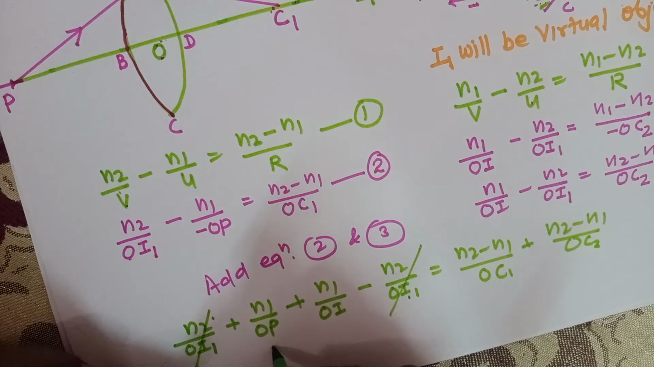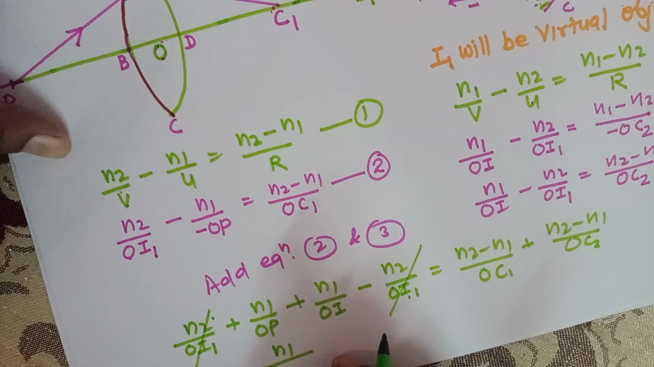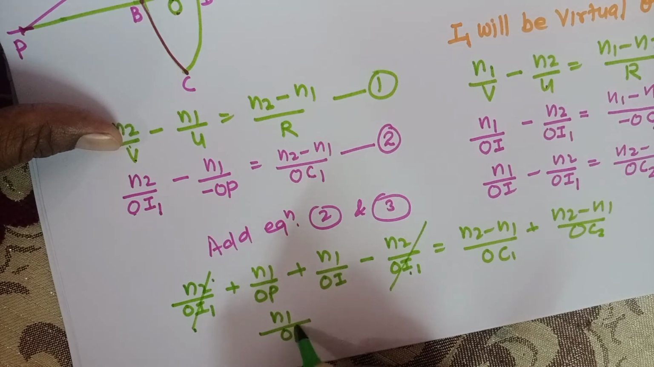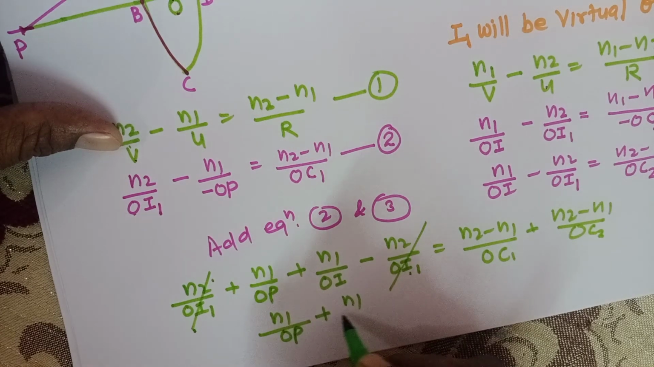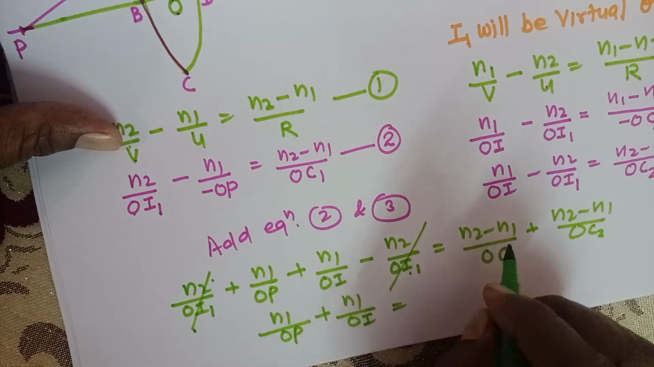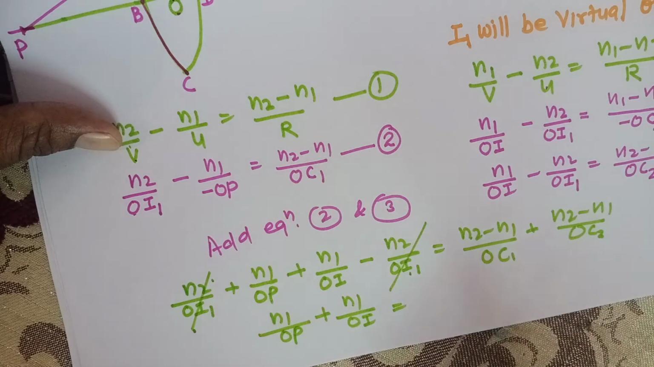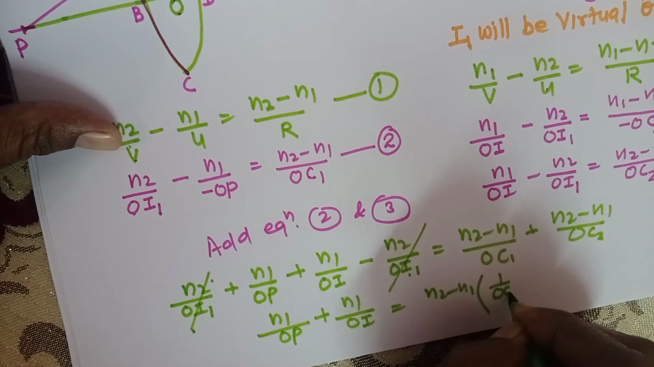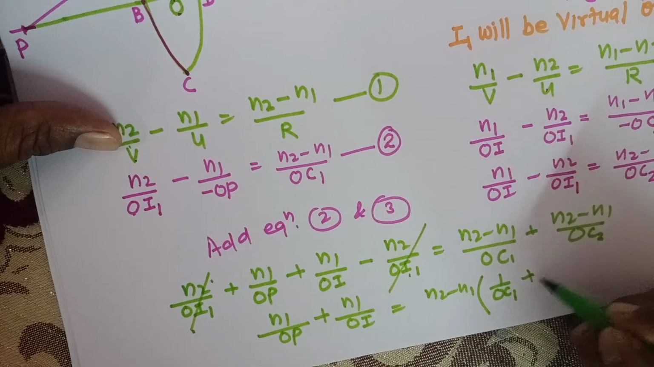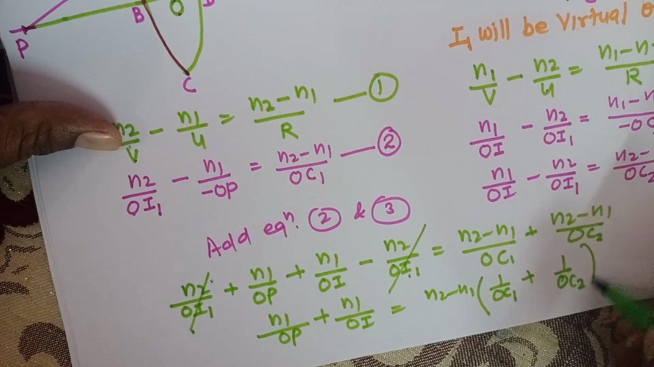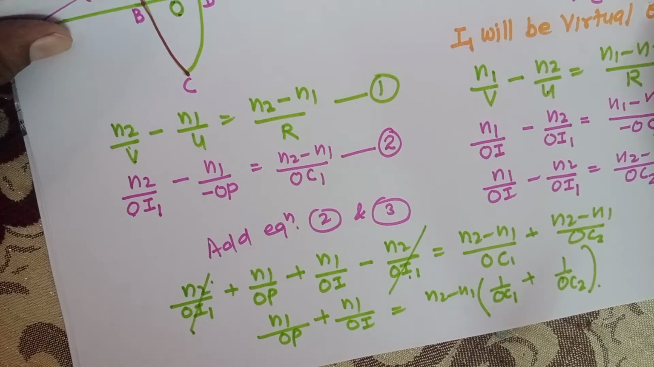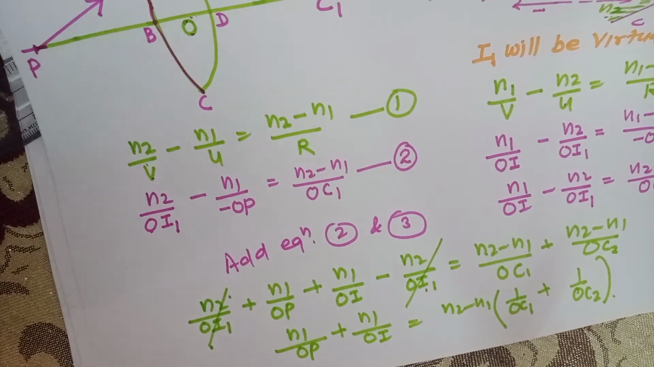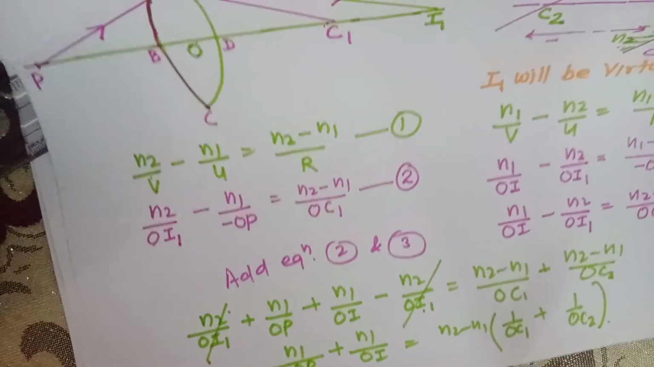So it will remain N1 upon OP plus N1 upon OI. This will be N2 minus N1 common, so N2 minus N1 times 1 upon OC1 plus 1 upon OC2. So we have to put the values of 1 upon OC1 and OC2.